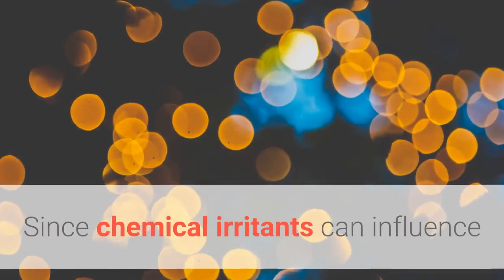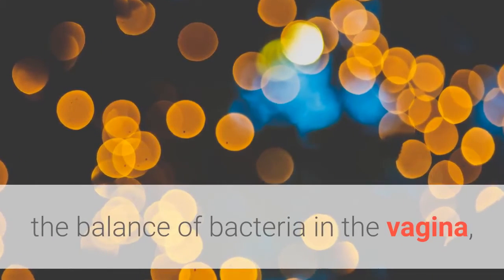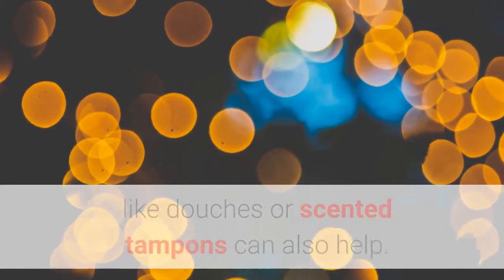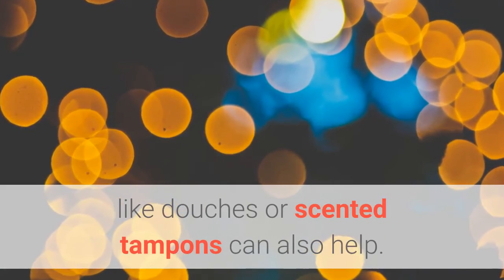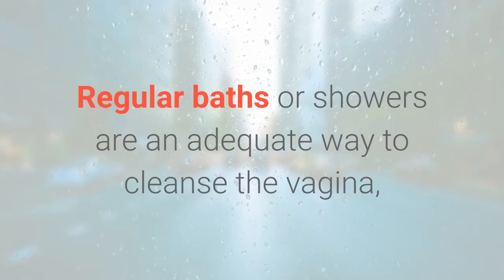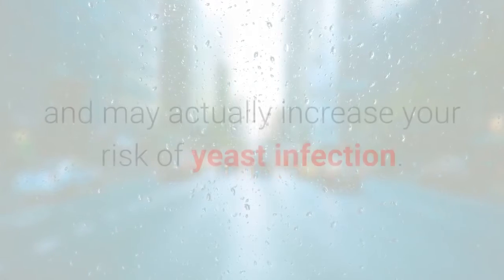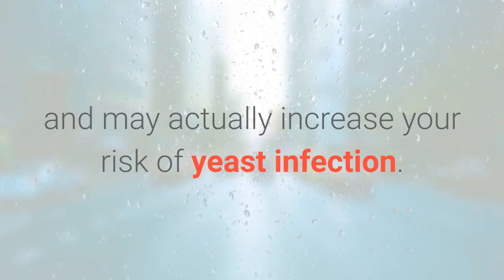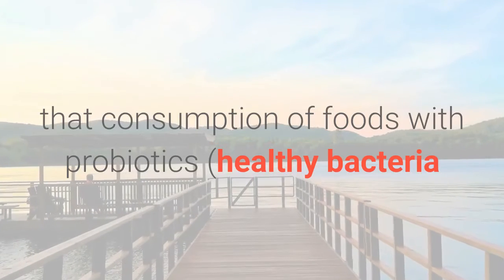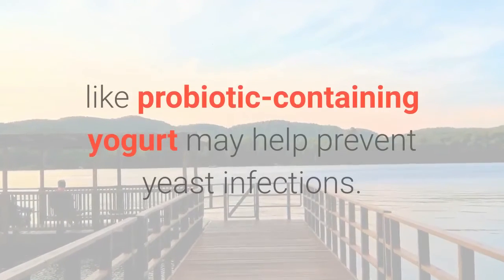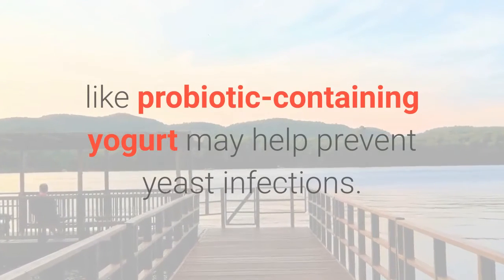Since chemical irritants can influence the balance of bacteria in the vagina, avoiding products with potential irritants like douches or scented tampons can also help. Regular baths or showers are an adequate way to cleanse the vagina, and douching is not recommended and may actually increase your risk of yeast infection. Some evidence shows that consumption of foods with probiotics, healthy bacteria that are normally found in the body, like probiotic-containing yogurt, may help prevent yeast infections.